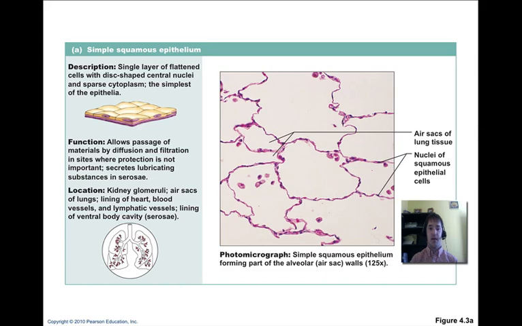So simple squamous epithelia are a single layer of flattened cells, and they're the simplest type of epithelia. They allow passage of materials by diffusion and filtration, and they can secrete lubricating substances in serosal membranes. So here's the air. This is the wall of the alveolar sacs in the lung, and you can see some other examples in this slide as well.